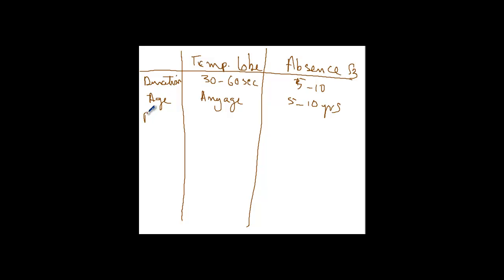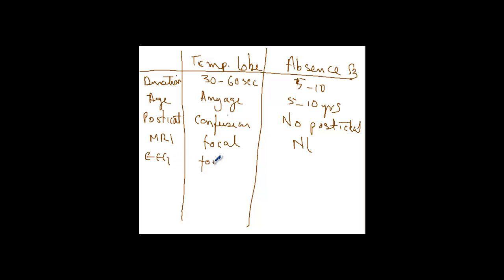Postictally, meaning after the seizure, there can be confusion and disorientation with temporal lobe seizures. With absence seizures, there is minimal or no postictal state. If you look at the MRI, you may or may not find focal abnormalities. Here, with absence seizures, it is normal. If you look at the EEG, you see focal changes. Here you see, with absence seizures, generalized changes.